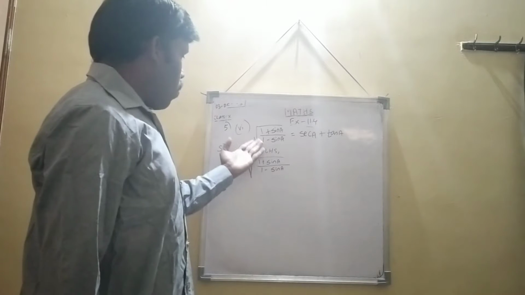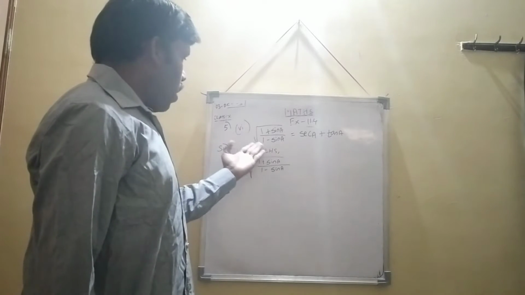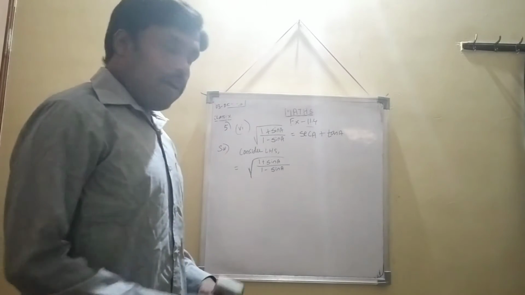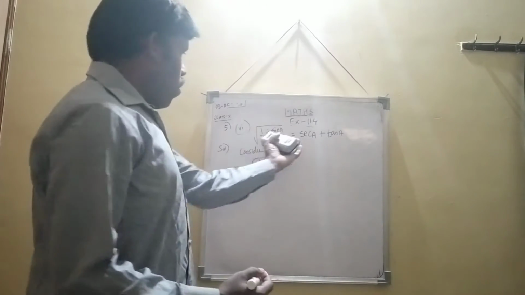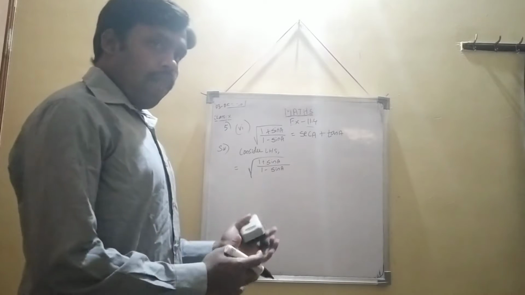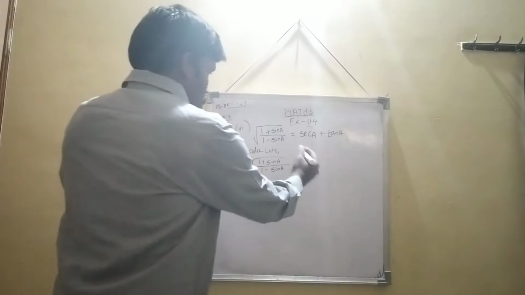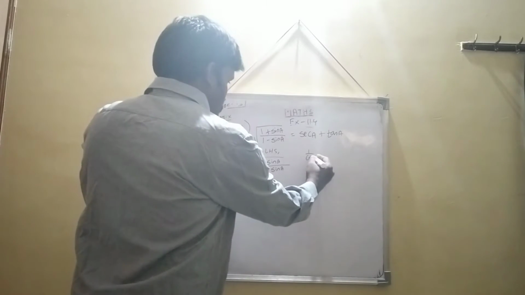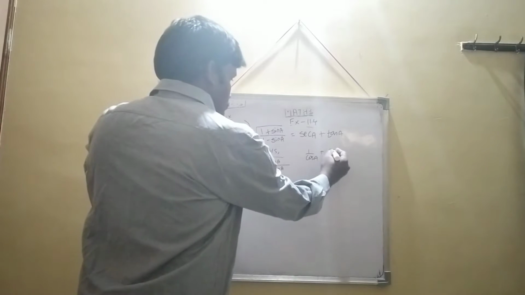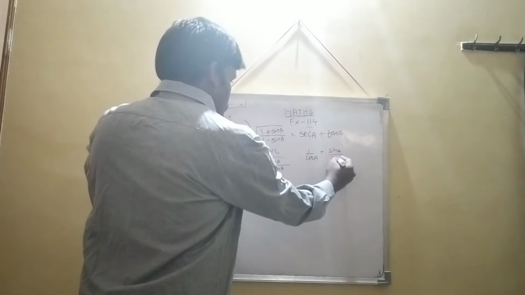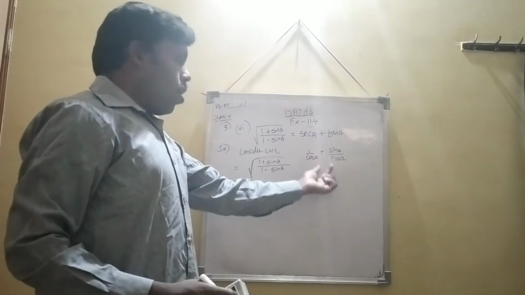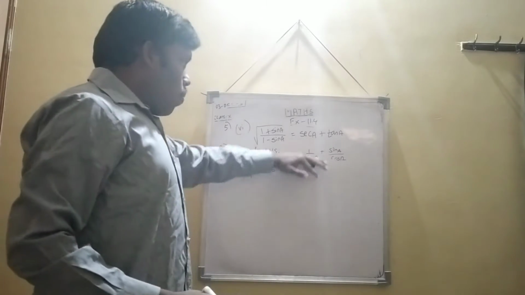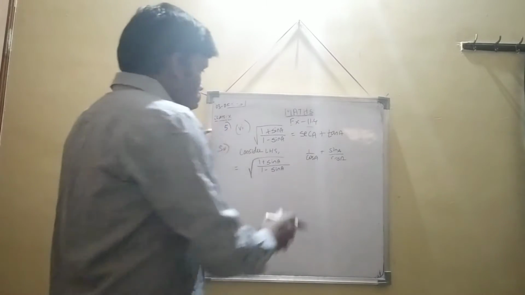The sixth question is you have to prove that the square root of (1 plus sine A) divided by (1 minus sine A) is equal to secant A plus tan A. Now, if you want to get secant A plus tan A written in terms of sine and cos, secant A will be 1 by cos A, and this will be sine A by cos A. So the second last step should be in this form: 1 by cos A plus sine A by cos A. You have to make it in this form.